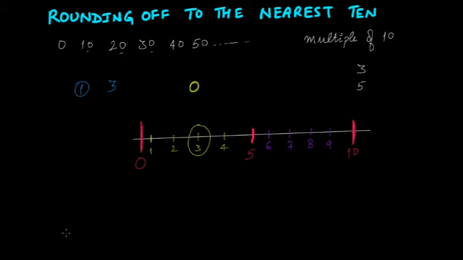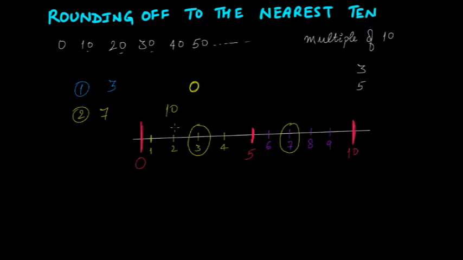Okay, let me take one more example. Suppose you are asked for the number 7, and you're asked to round off to the nearest 10. Now 7 comes here. Now tell me, which is the closest multiple of 10 out of 0 and 10? Of course 7 is closer to 10. Therefore in this case the answer would be 10.